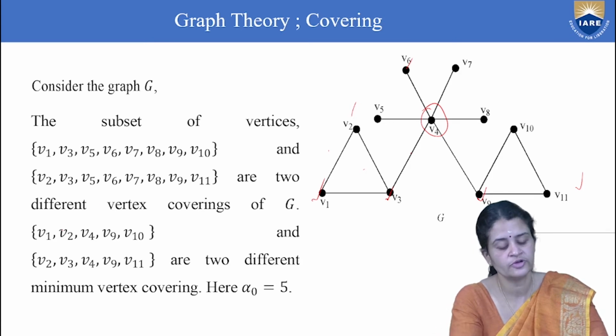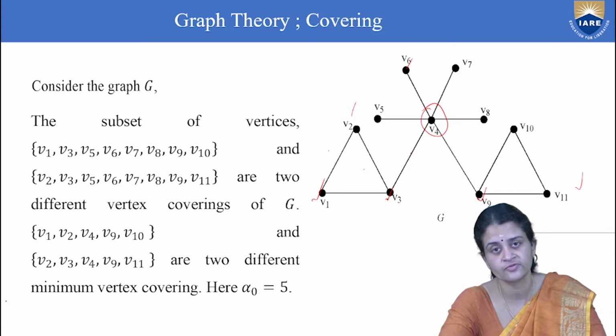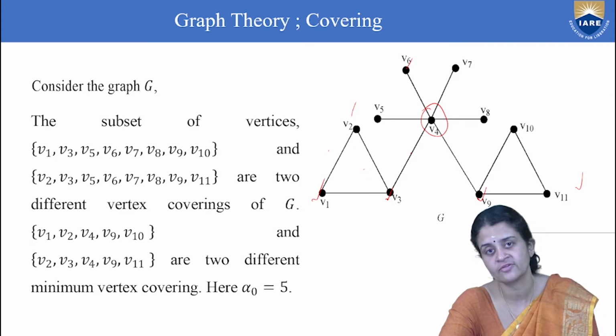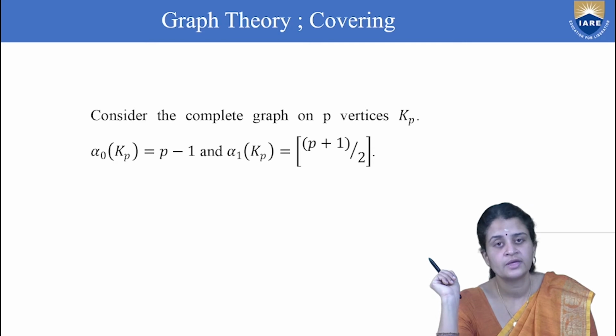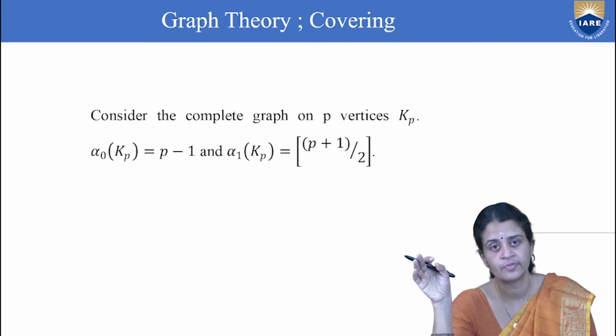So I have taken two different minimal vertex coverings of this graph. And so what is the minimum covering number? The minimal vertex covering, that is, the covering number of this graph, alpha naught of this, is 5. Okay. So now consider the complete graph with P vertices, Kp.